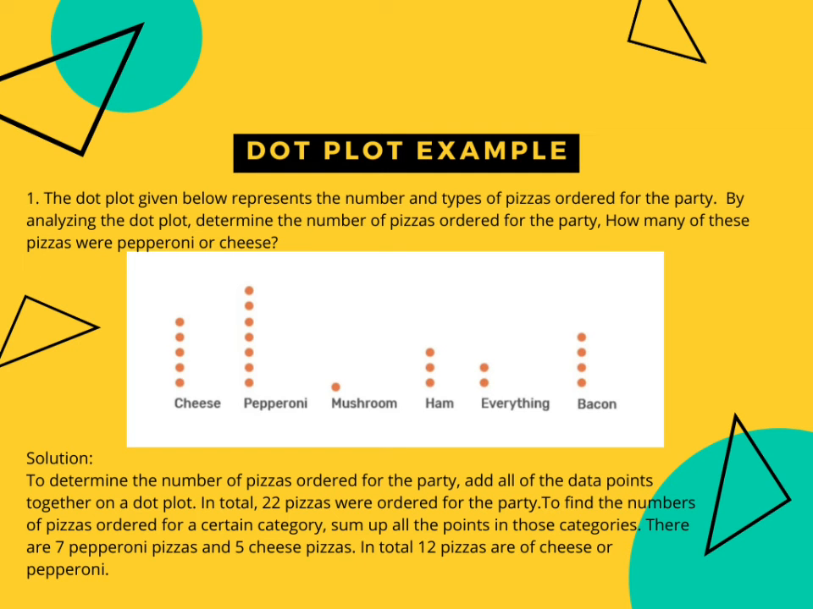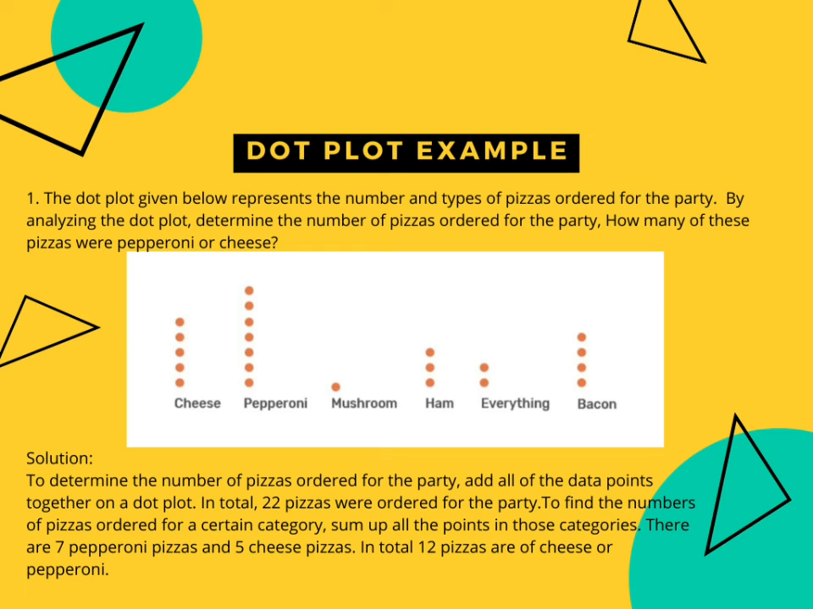Now I will give some examples to help you understand how to analyze using a dot plot. First example: the dot plot given below represents the numbers and types of pizza ordered for the party. By analyzing the dot plot, determine the number of pizzas ordered for the party and how many of these pizzas were pepperoni or cheese.